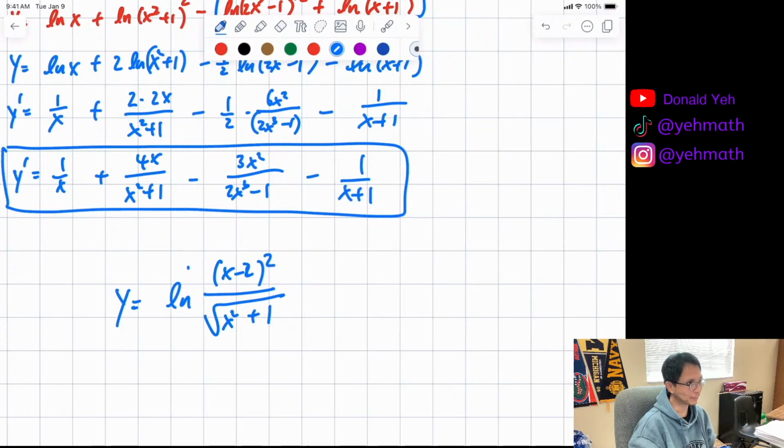Algebra. Do the natural log differentiation.